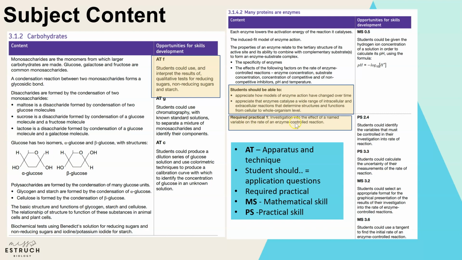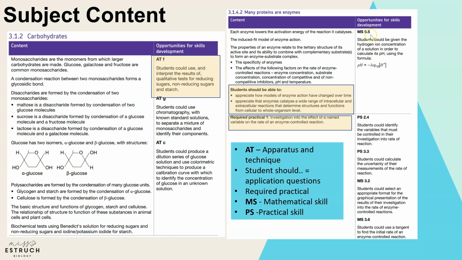So the next thing to look out for, which would be worth highlighting in your specification, is where all the required practicals fit within the theory. So that will help you understand the purpose of the experiment and being able to explain the results. So for example, required practical 1 is an investigation into the effect of a named variable on the rate of an enzyme-controlled reaction.